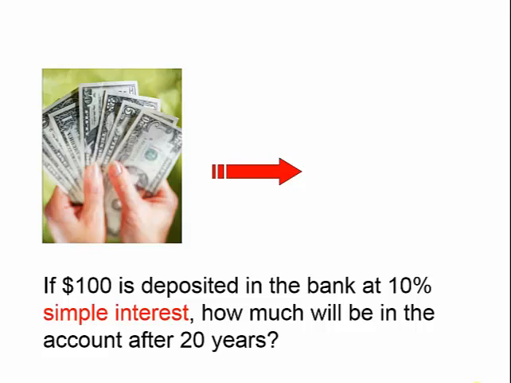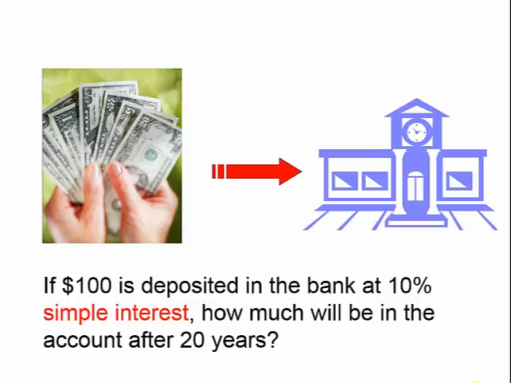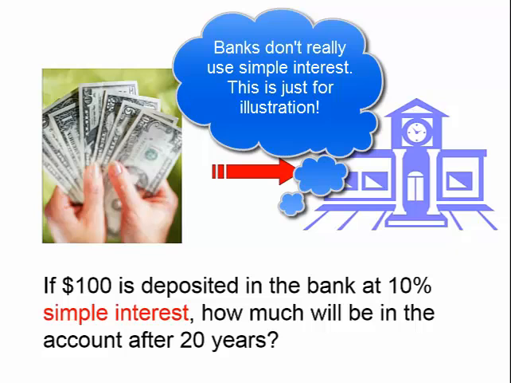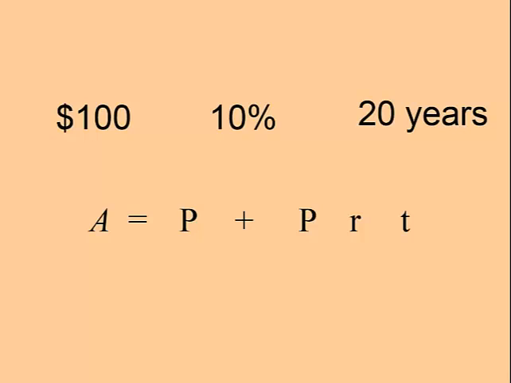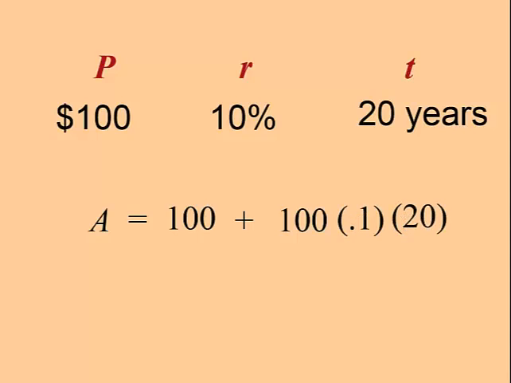So if we take $100 and deposit it in the bank at 10% simple interest, we want to know what the value will be after 20 years. So we are looking for the future value of this money, which would be the A. So we need to take these quantities, P, R, and T, plug them into the formula, P plus PRT, and then take out our calculator and type that.